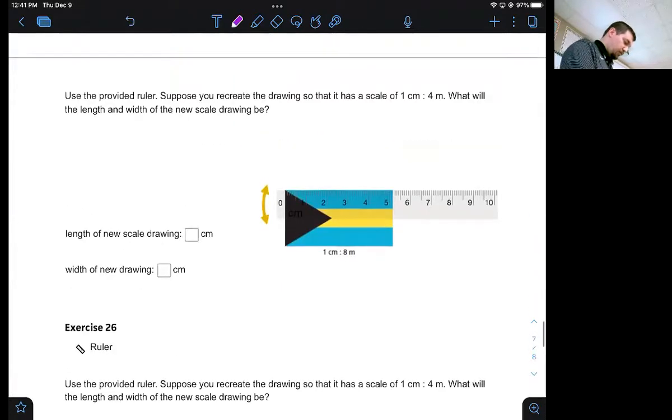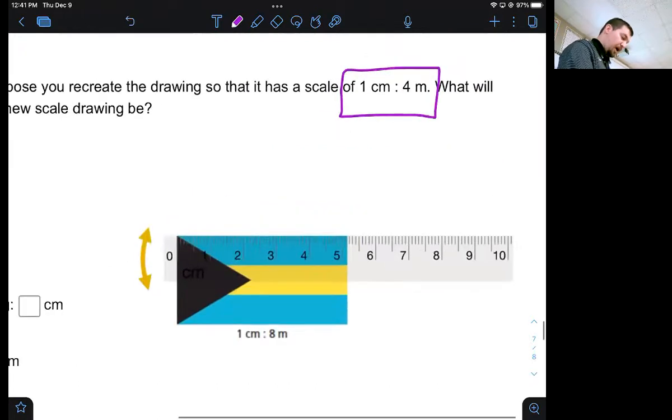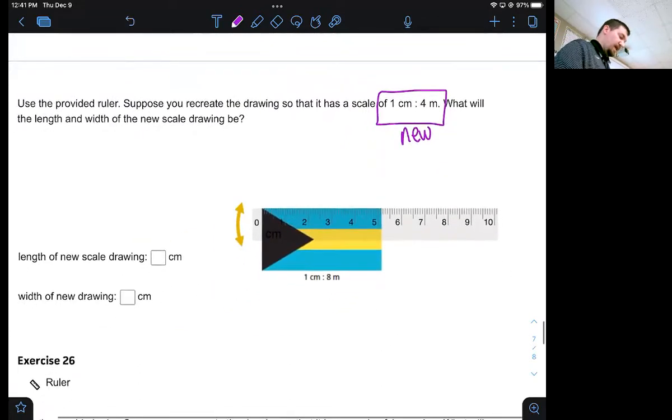Okay, number 25. It says use the provided ruler. Suppose you recreate the drawing so that it has a scale of 1 centimeter is 4 meters. This is going to be our new scale. It says, what will the new length and the new width be? Well, what's our old scale? Our old scale is 1 to 8.